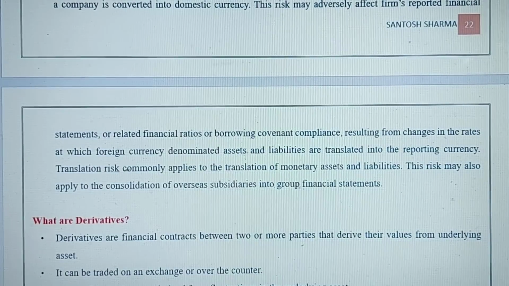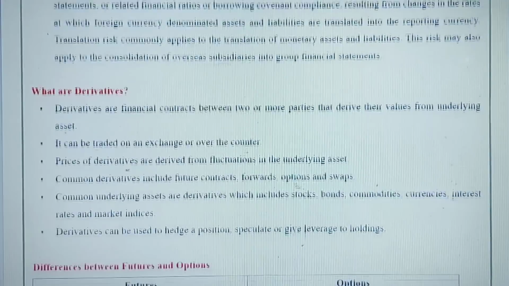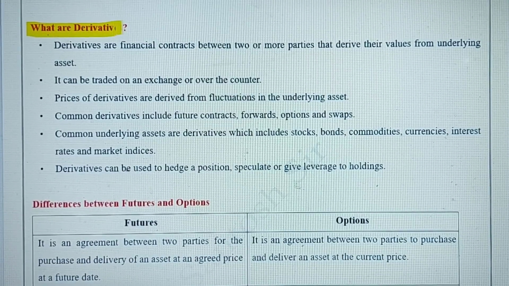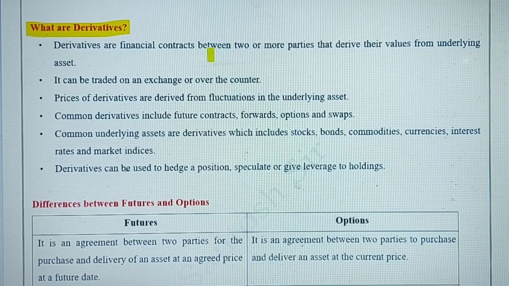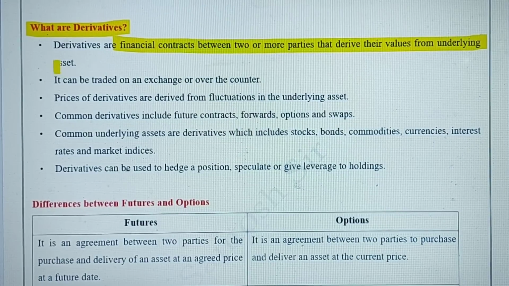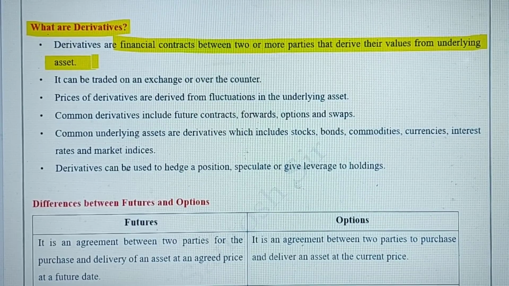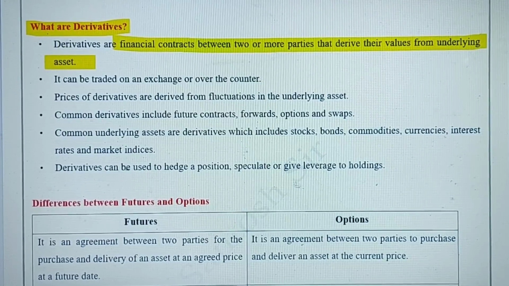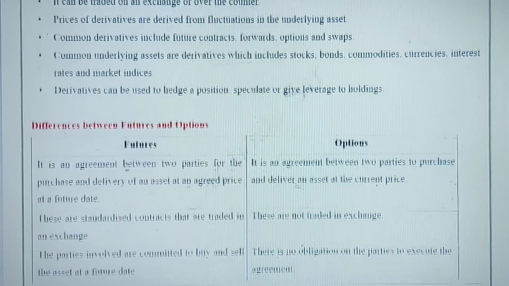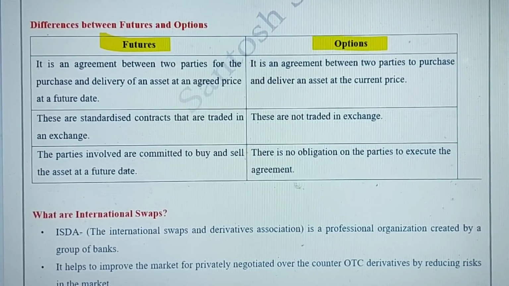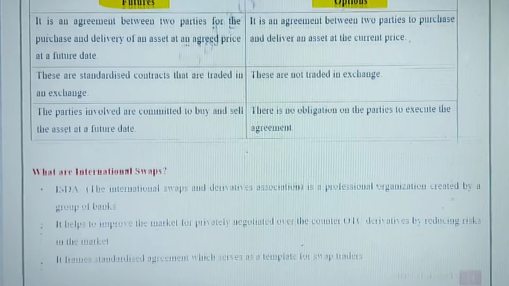Then this one, derivatives. What are derivatives? The difference between futures and options. What are derivatives? Let me explain you. These are financial contracts between two or more parties that derive their values from the underlying asset. So basically this is also a part of foreign exchange forecasting. And this difference between futures and options, this one is also very important one. So you should revise this.